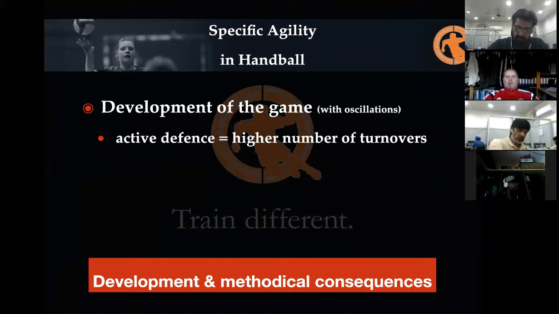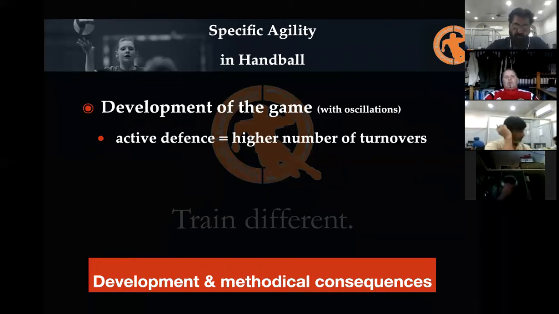So for instance, in the last 2 European championships, the winner was Spain, European champion in 2018 and in 2020. And this was the team with a very active defense compared to all the other teams, a very effective defense, and a very fair defense too.